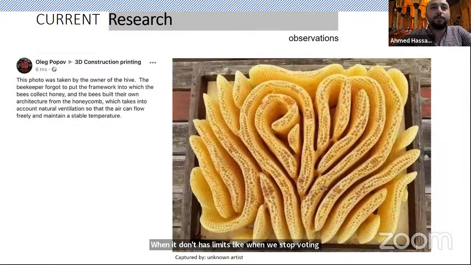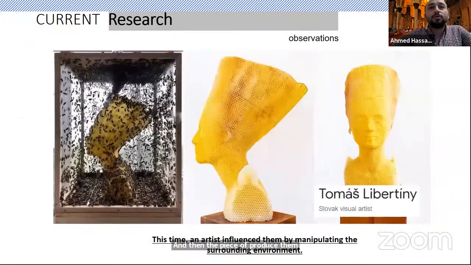And another beekeeper shared this photo as well. And he mentioned the same point: when he didn't put the frames for a week, the bees produced their nest their own way. So I started looking more at what I can learn from this.